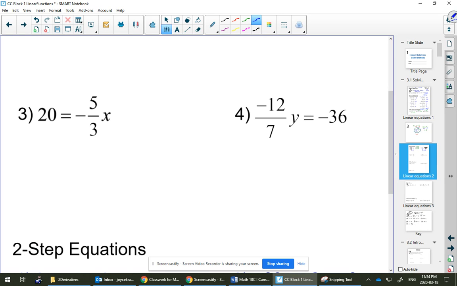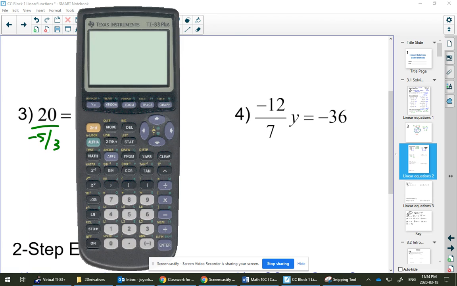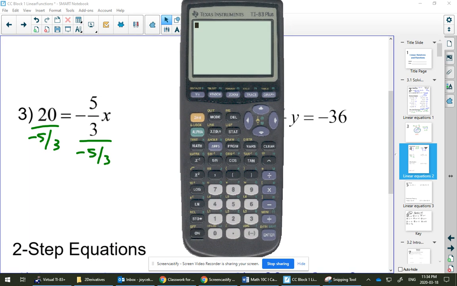Now when I get to negative 20 equals negative 5/3 x, there's a couple different ways that you can look at this question, and I'm going to show you both. One is just to say, well, negative 5/3 is just a number, so I'm going to divide everything by negative 5/3. But be very careful. When you're doing this on your calculator, you need to make sure to use brackets. So if you're putting this on your calculator, you're going to go 20 divided by bracket, negative 5 divided by 3, close your bracket, hit enter, and you'll get negative 12.